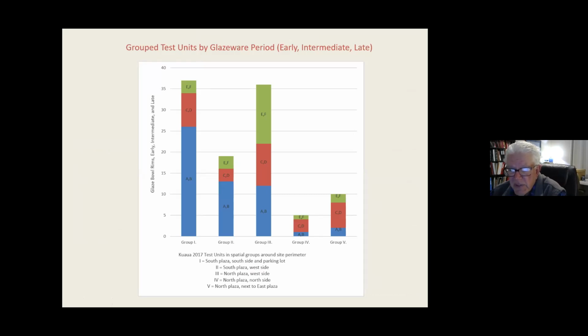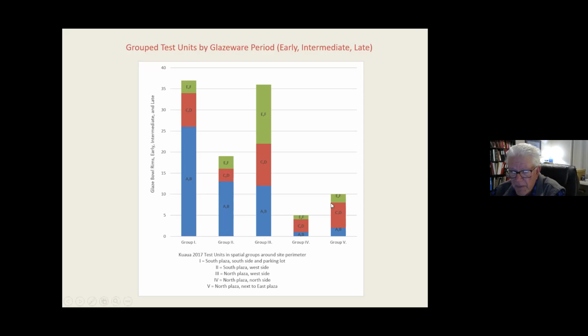This is a little bit easier to see. This is the same data that you saw in the last table. This shows the groups around the site and the amount of glaze AB, CD, and EF. So these are early, intermediate, and late glazes, and very strong early in the South Plaza. As we move around the site, the South Plaza on the west side, the amounts are different, but we're looking at the relative amounts here, the percentages. There's still a lot of glaze A. By the time we get to the North Plaza on the west side, again, imagining we're going around the site, relatively speaking, the amount of early glazes, glaze A and B, has dropped. Whereas the intermediate glazes and now the late glazes are coming up considerably. So there's definitely a progression as we move around.